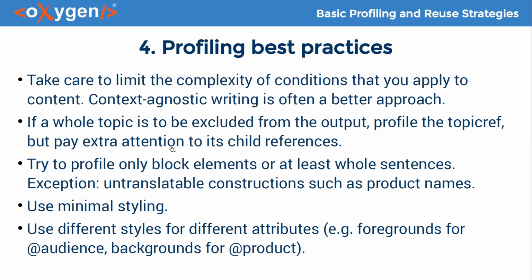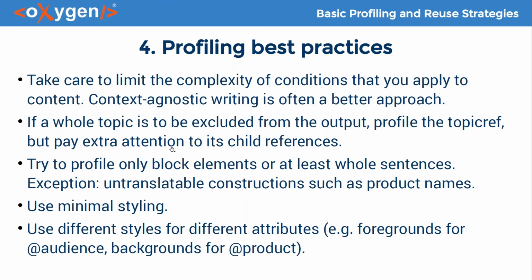But pay extra attention to the child references to avoid profile attributes conflicts, and use the validate and check for completeness action. So instead of going in the topic and adding the profiling attribute on the topic root, add the profiling attributes on the topic reference in the data map. Third, try to profile only block elements, or if you cannot do that, at least profile whole sentences. That's because if you want to translate your content, translation will become very difficult if you don't go this way.